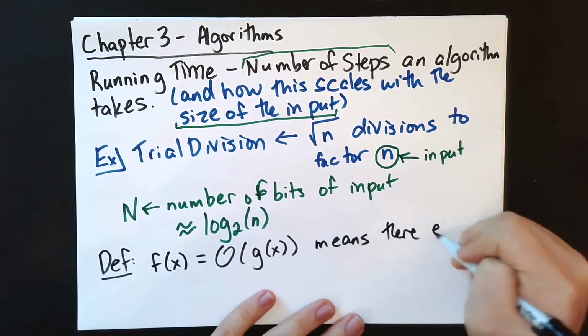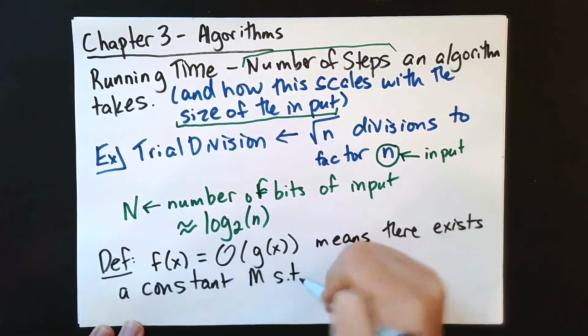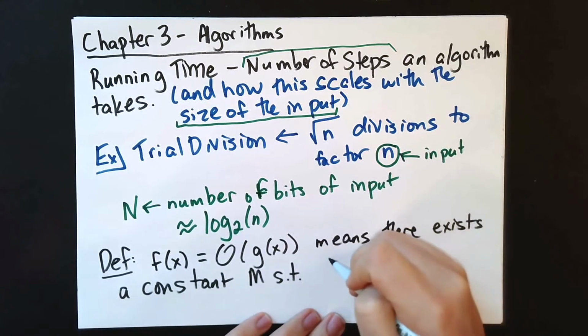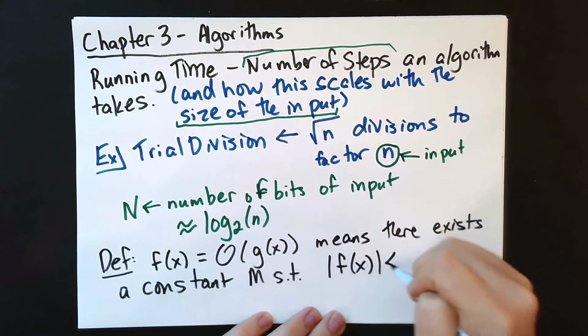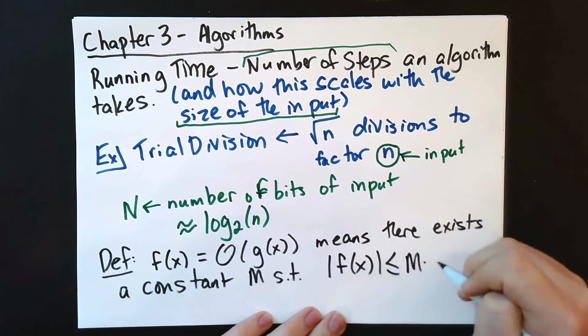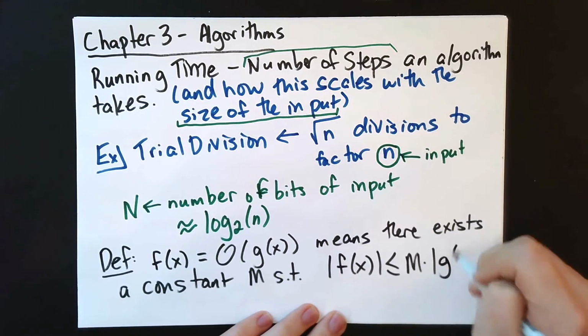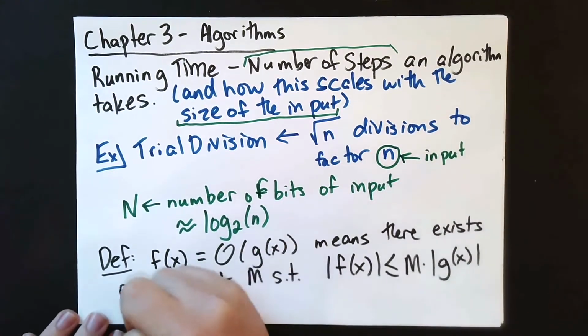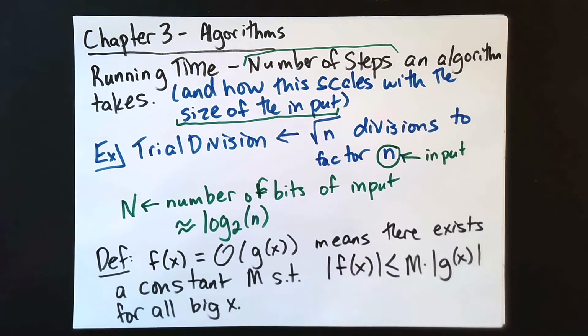What it means is that there exists some constant, which we just call M, with the property that the size of f of x, where I'm just putting absolute value bars here around it just to denote the size of it, rather than having a sign floating around, is less than or equal to that constant times the size of g of x. And this is true for all big X. Again, this notation does not at all see what happens for small inputs, it only sees what happens for large inputs.